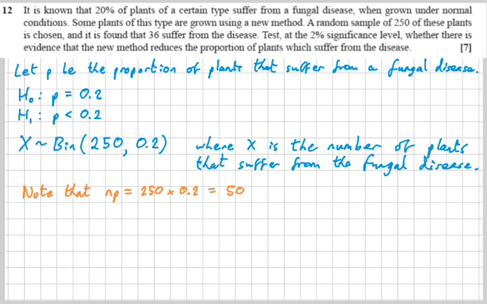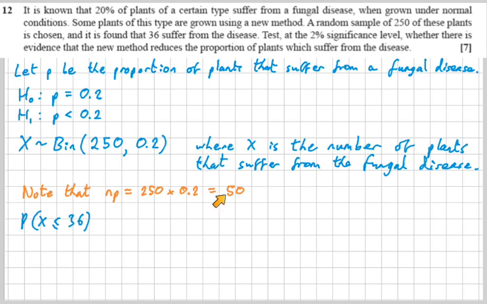If H0 is true, and P is indeed 0.2, if you take a random sample of 250 plants, you'd expect 50 of them to be diseased. Now what have we actually got? We've got only 36. So we need to work out the probability that x is at least as extreme as 36. Never just do an equals here, ever, ever, ever, never do that. It's always at least as extreme.